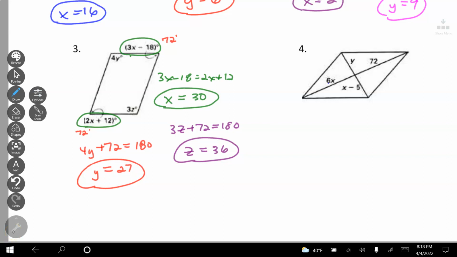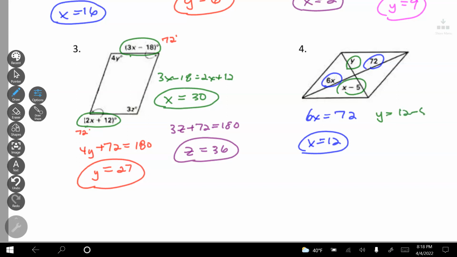Again, diagonals bisect each other, so I know these two are equal. I get x equals 12. And I know that these two are going to be equal. So y equals x minus 5, or 12 minus 5. Y equals 7.